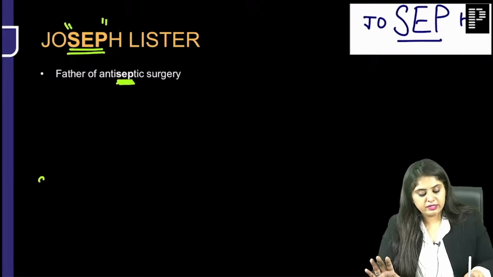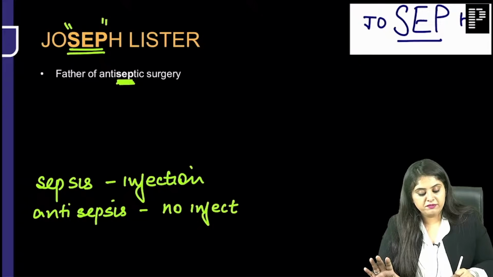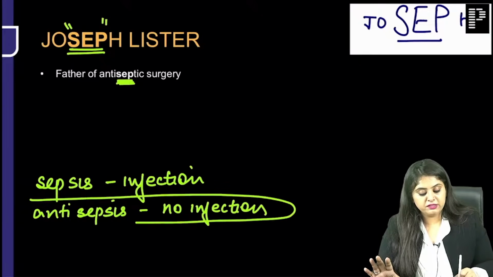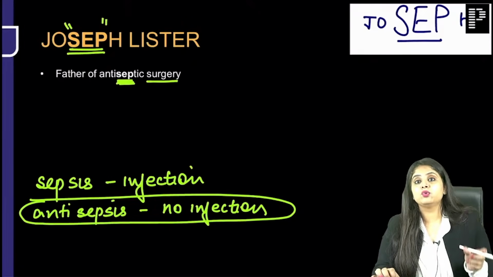What does sepsis mean? Sepsis means infection. And what is antisepsis? Antisepsis means that you have to be clear from infection, or in simple words, no infection. So who told you that surgery needs to be in antiseptic protocol? Father of antiseptic surgery, antisep, Joseph.